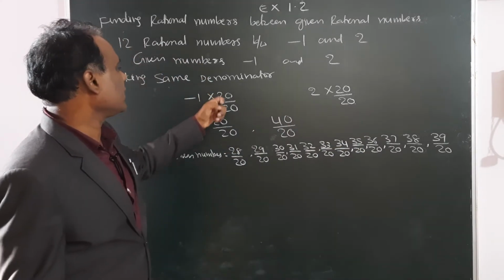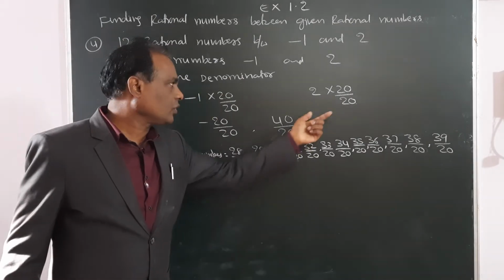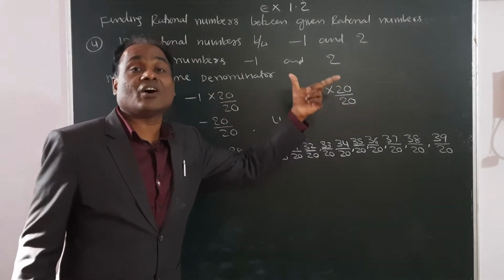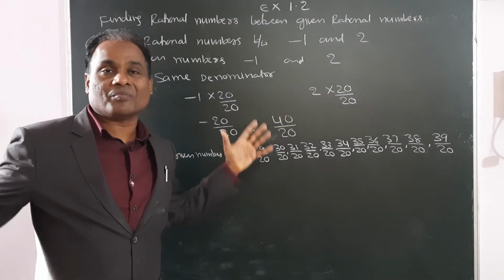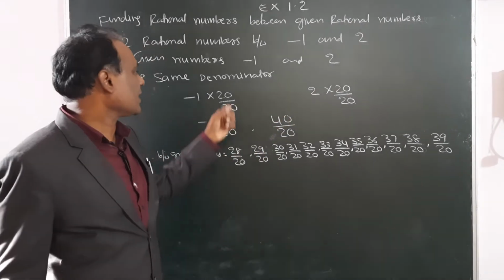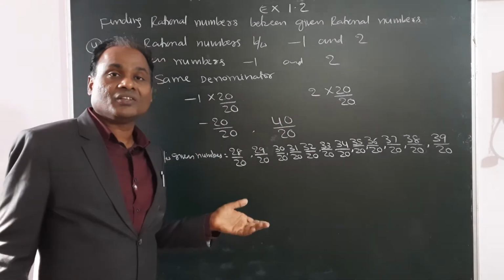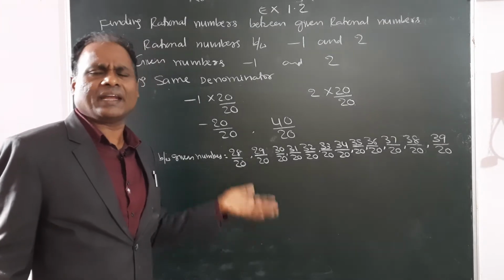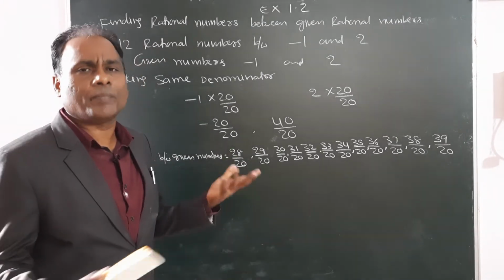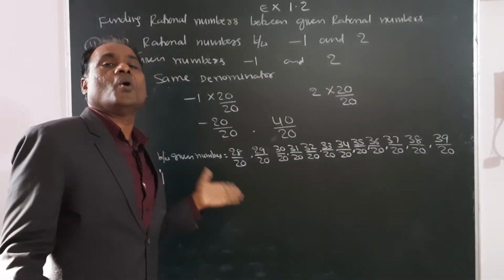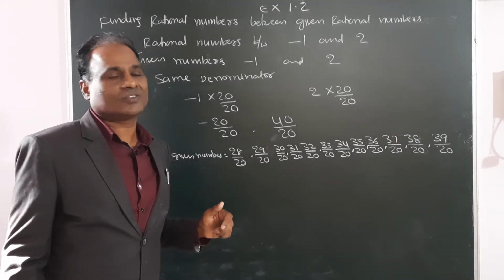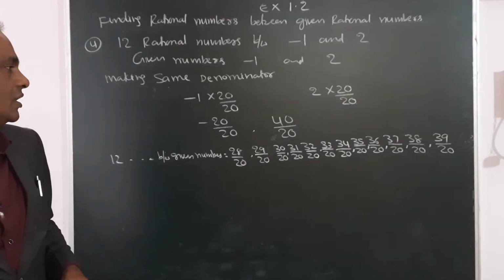We can multiply and divide with 10 also, but if you take a bigger denominator, we can write more numbers conveniently. We can even multiply the numerator and denominator with 5, 6, 7, 8, 9, 10, any number. But if you take a bigger one, we can write more numbers. It will be convenient. So look at this process.